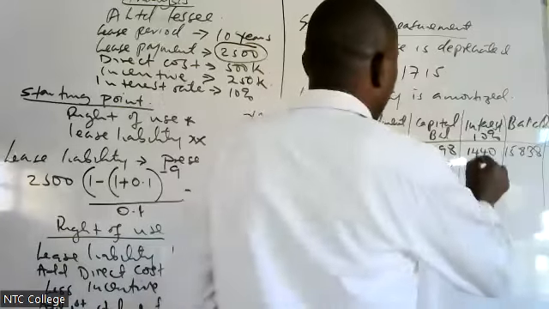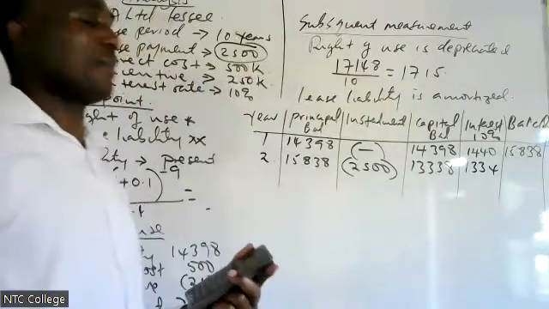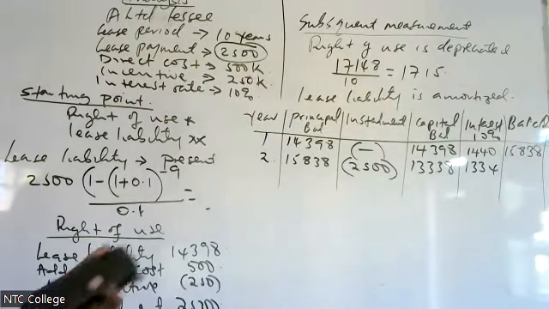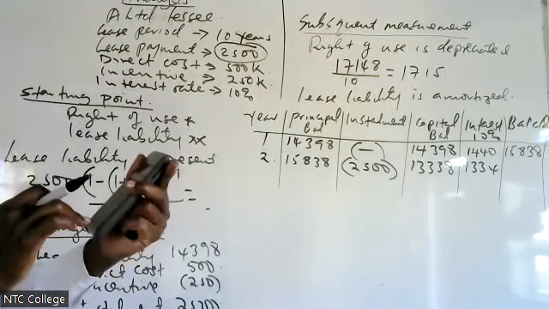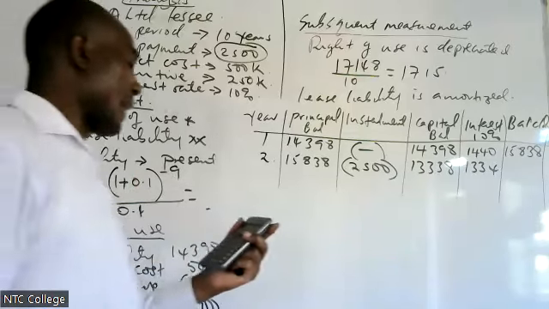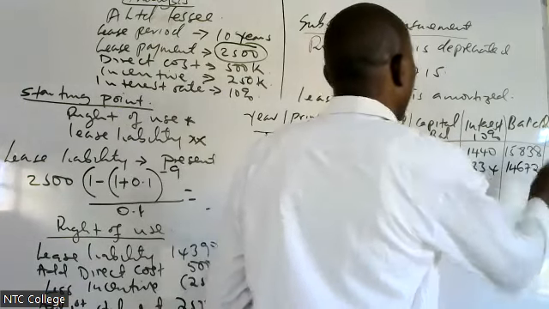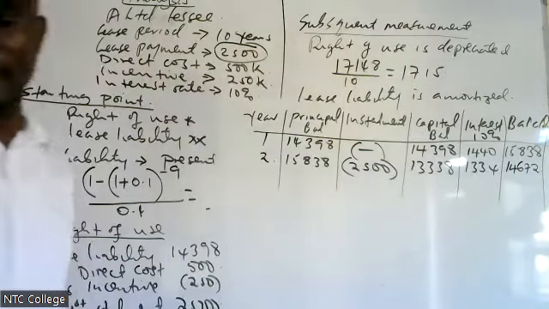10% of this is 13,340. That is the 10%. Then out of that, I get 14,672. 14,672 at the end.